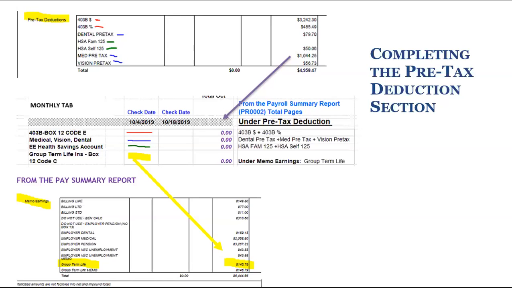Let's now look at how to complete each section of the monthly tab. Amounts entered onto the monthly tab can be found from the total pages of the payroll summary report. First, find the pre-tax deductions section on the report and on the spreadsheet. You will need to add the two 403B deduction codes together from the payroll summary report and enter the total in the box where the red line is shown here.